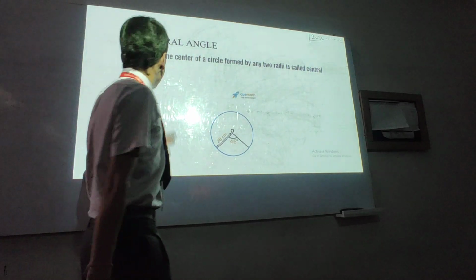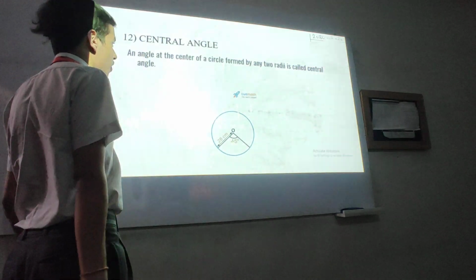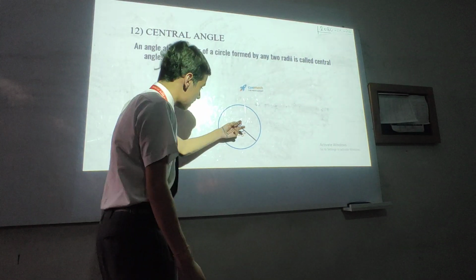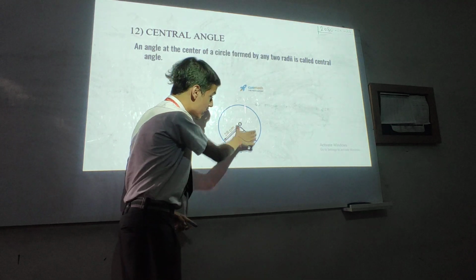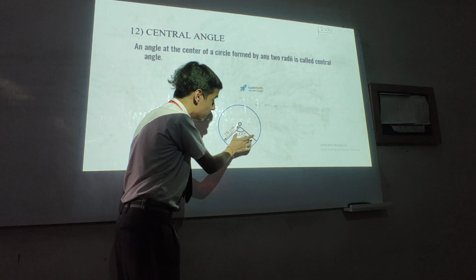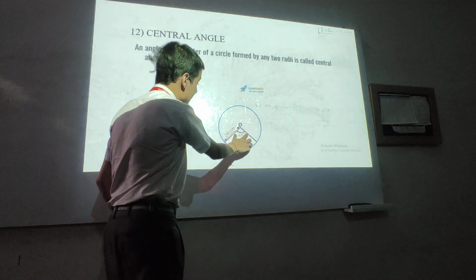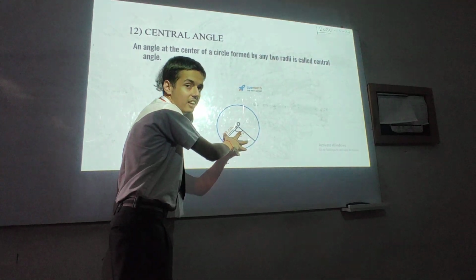Central angle. The angle at the center of circle formed by any two radii is called central angle. This line and this line are two radii of circle and they form an angle, 45 degrees is given in the example, and that's the central angle. This angle is the central angle.